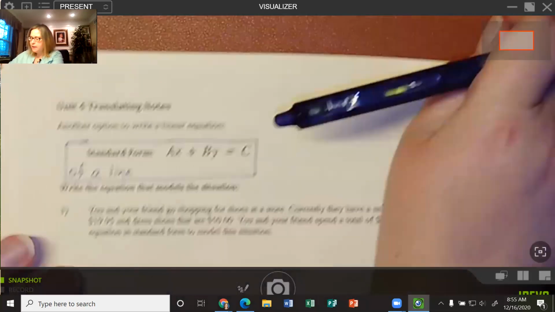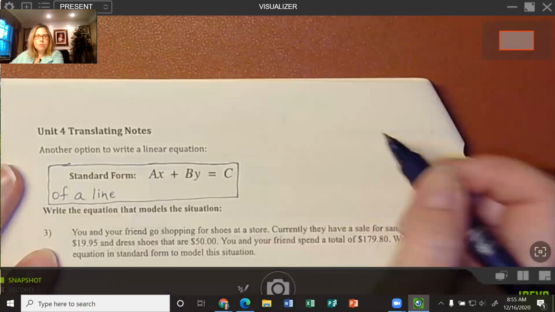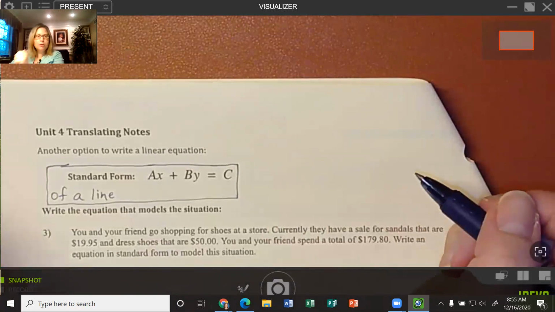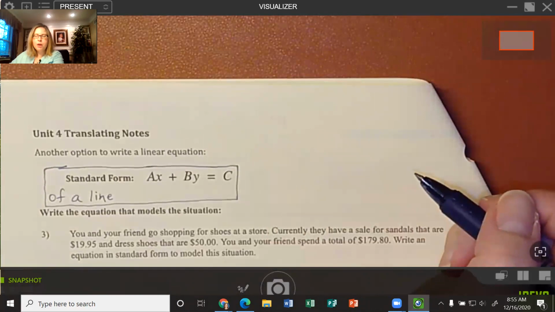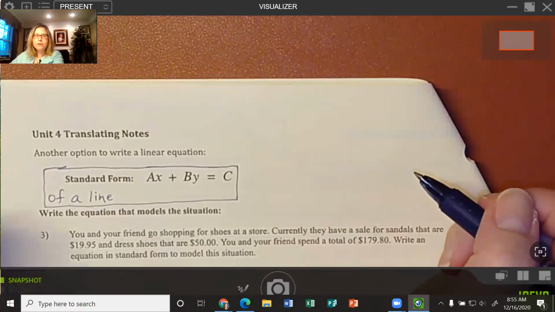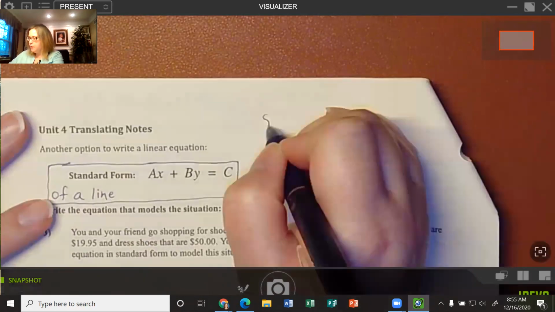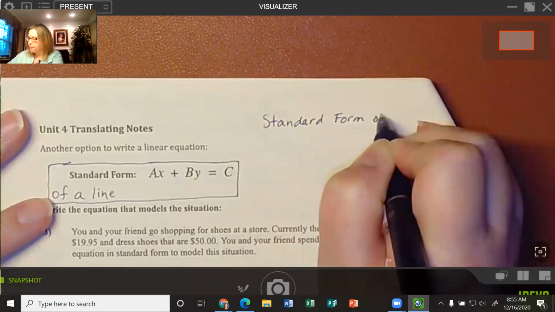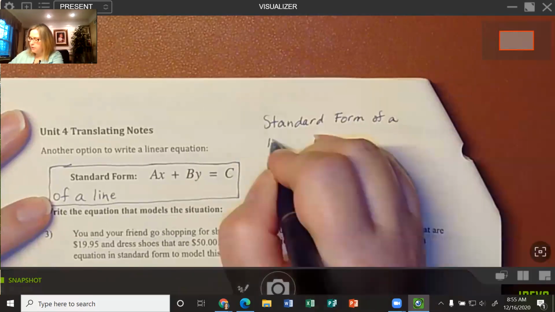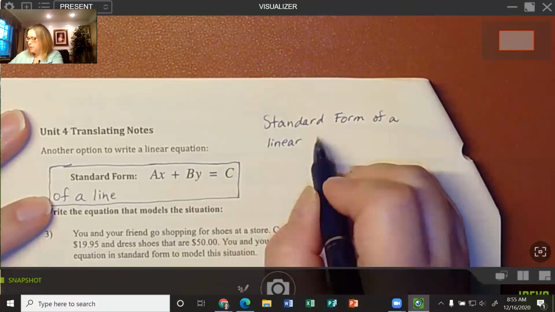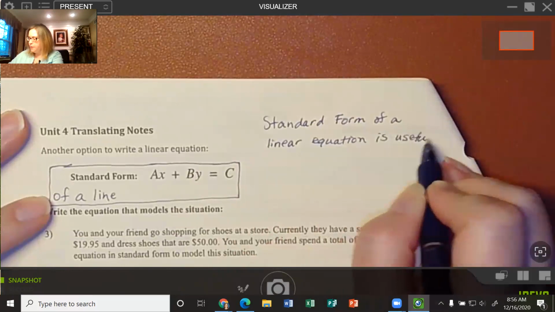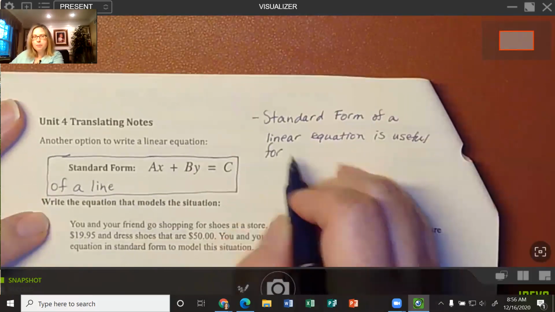And then we're just going to write some facts about standard form of a line. Number one, standard form of a line is useful in a story problem that involves a total, like a part plus a part equals a whole. That's a really useful form of a line when we're working with story problems that involve a total. So standard form of a linear equation is useful for word problems that involve a total.